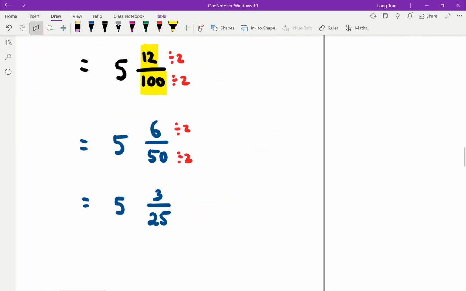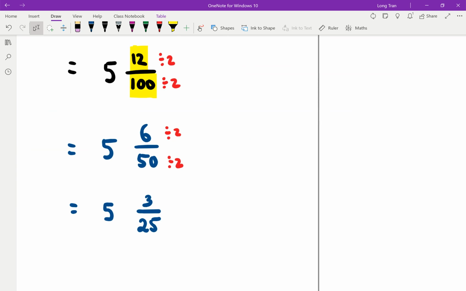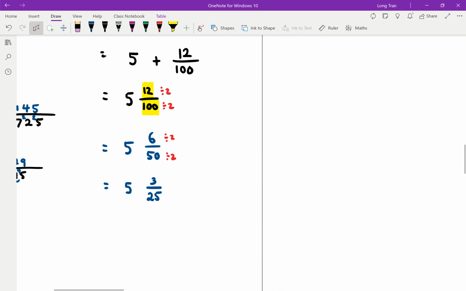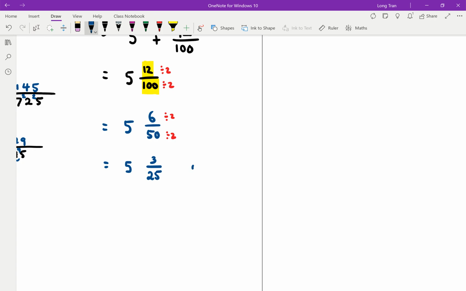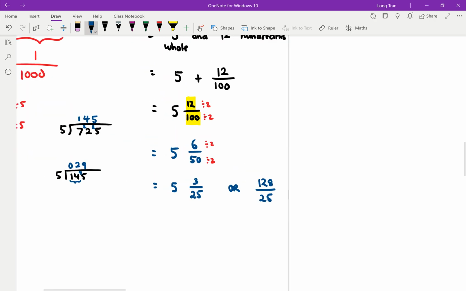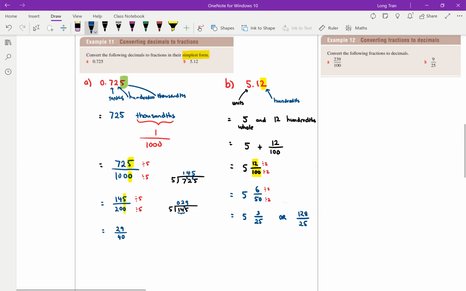It's 5 and 3/25. If you want to convert it to an improper fraction, you can. So 5 times 25 is 125, plus 3 is 128 over 25. So it's up to you. I'd probably just keep it as the mixed fraction there. But that's how you would do example 11.